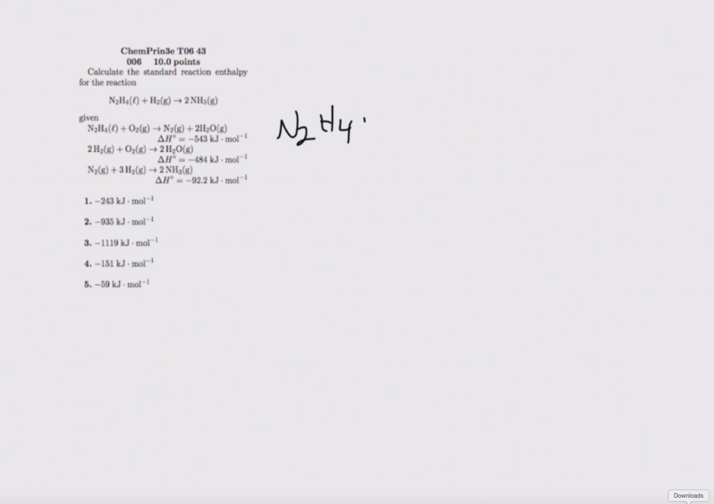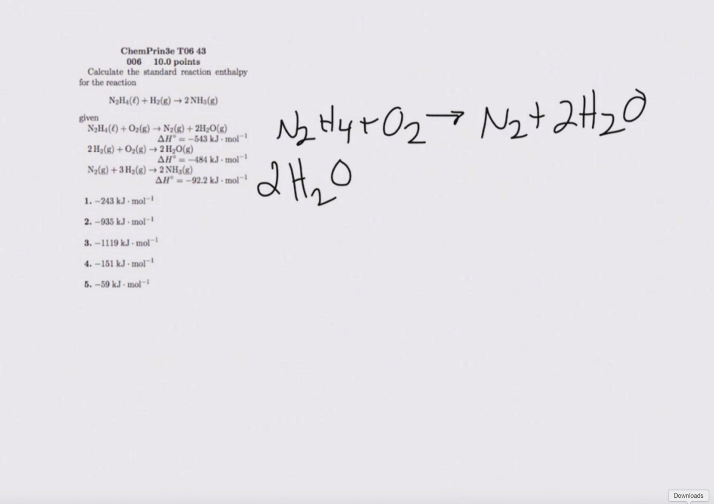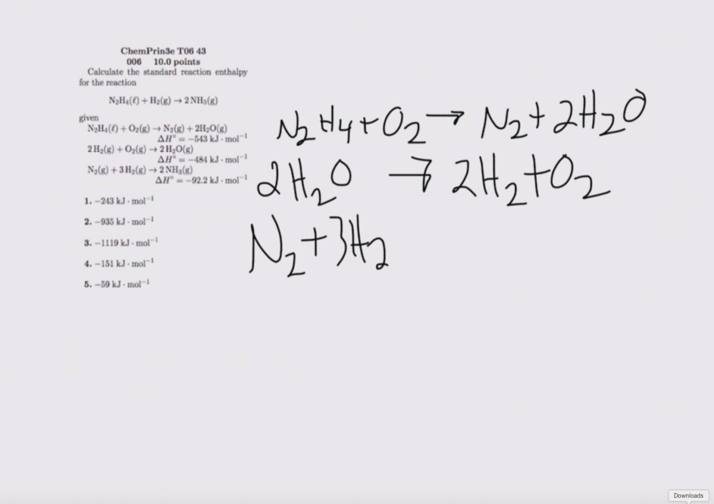So what we end up with is N2H4 plus O2 produces N2 plus 2H2O. And we flip the second one around, 2H2O produces 2H2 plus O2. And then the third one is the N2 plus 3H2 produces 2NH3. And the energy changes we have, so let's see, we can show where all these are going to cancel out.